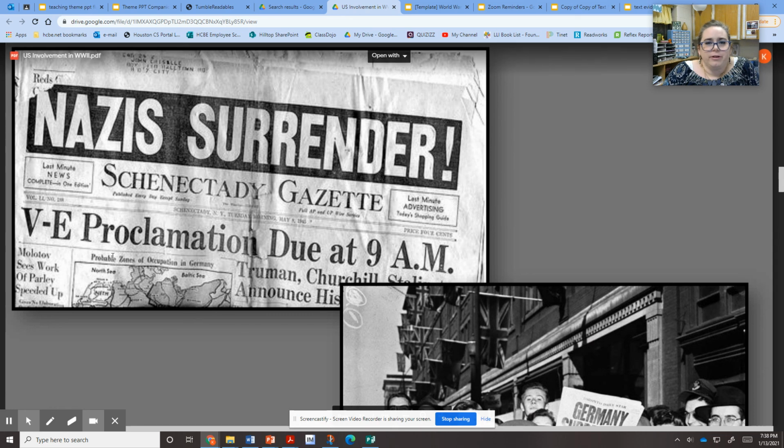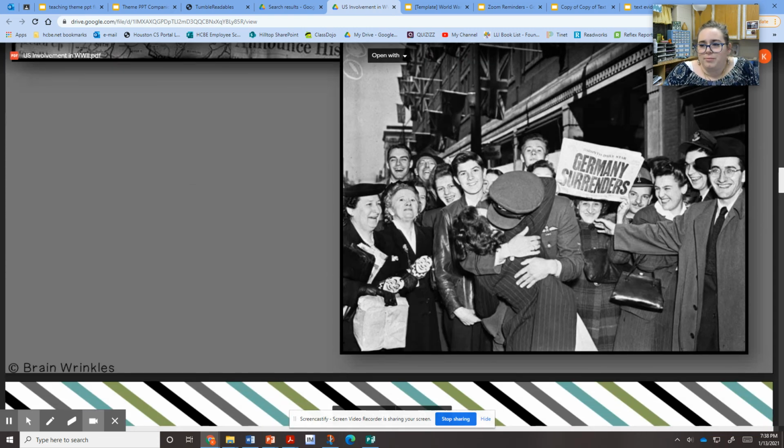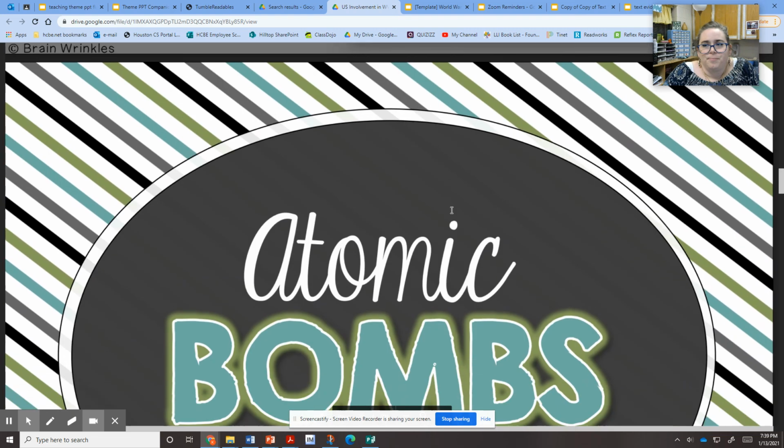Nazi surrender. VE proclamation due at 9 a.m. Truman, Churchill, Stalin announce historical. Can't see the rest of it. You can see the picture of the occupation in Germany, and just how excited people were about it. Look, you got people, Germany surrenders, and they're all just so happy. And look, you can see that looks to be a military person in Britain coming home and finding his wife. It's very pretty, very nice.